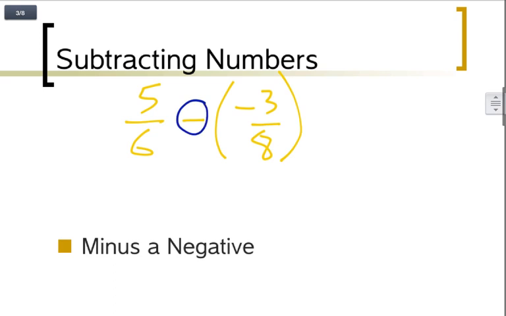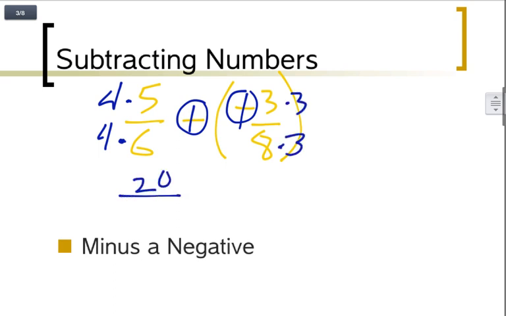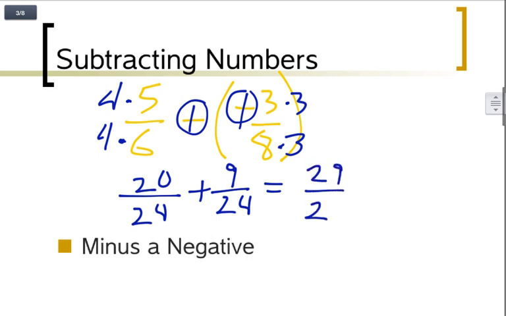You can see these are both negative, so I'm going to change. Now I just turned it into a plus problem. I need to make a common denominator, which is going to be 24, so I'm going to multiply the 6 times 4 and the 8 times 3. That gives me 20 over 24 plus 9 over 24. Then I just add the tops, and I get 29 over 24.